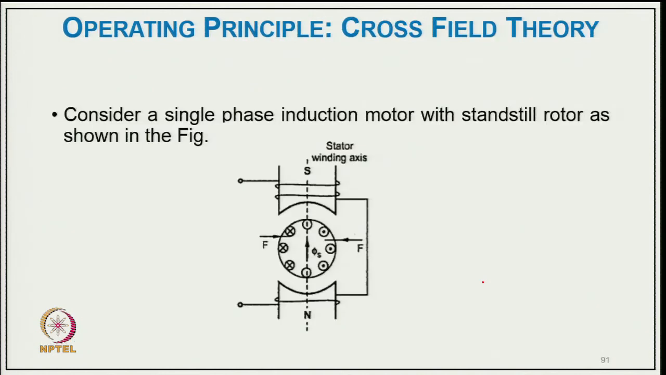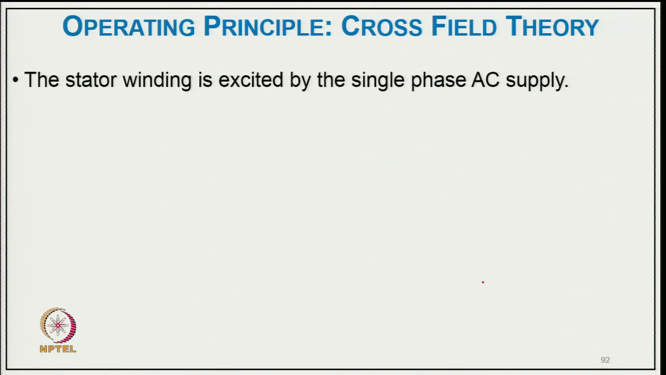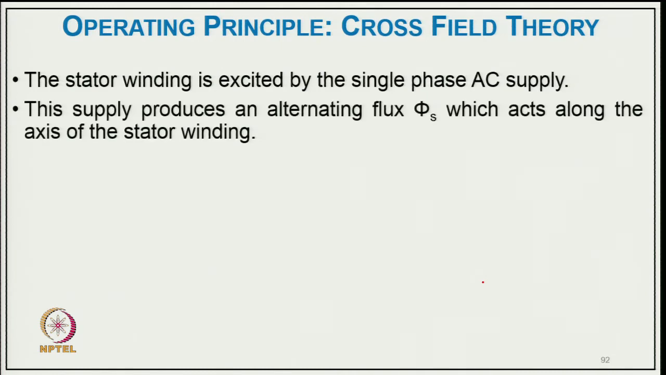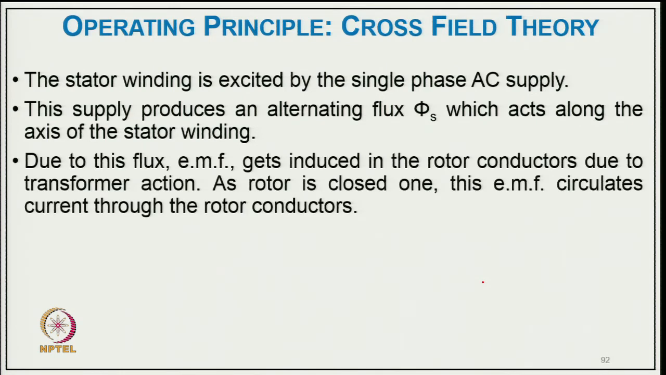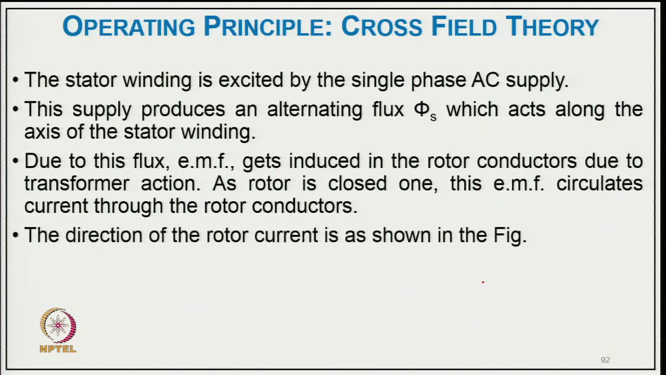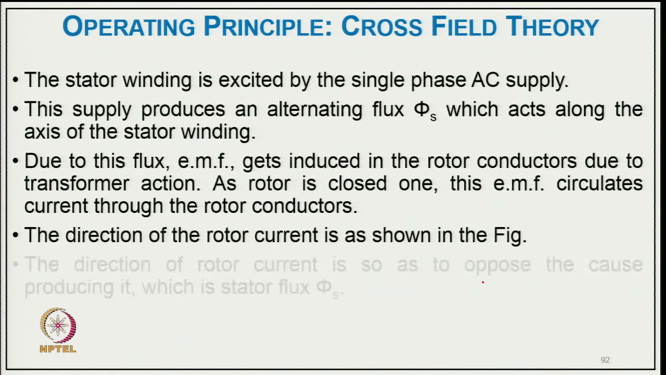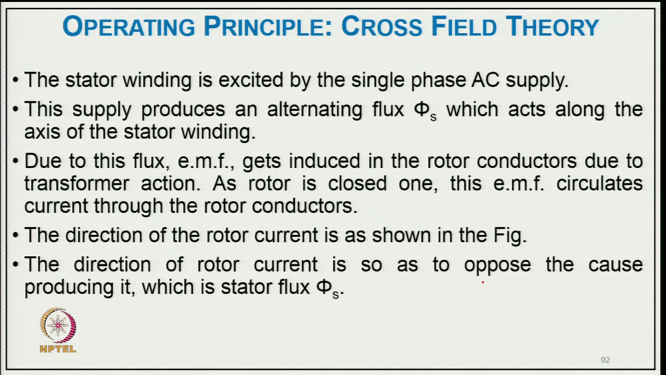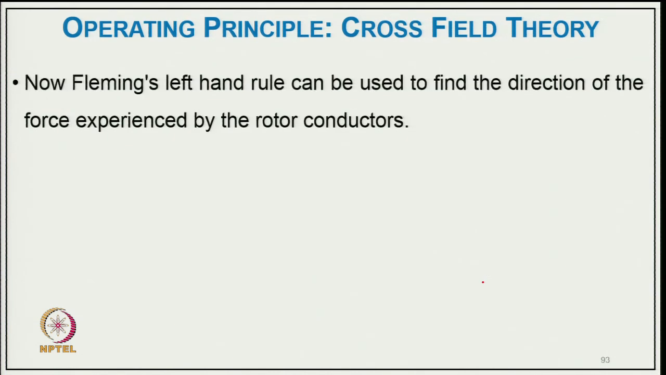So, consider the single phase induction motor at standstill shown here. The stator winding is excited by a single phase supply, and this supply produces an alternating flux which acts along the axis of the stator winding. Due to this flux, EMF gets induced in the rotor conductors due to transformer action. As the rotor is closed, this EMF circulates current through the rotor conductors, and the direction of the rotor current is shown in the figure. The direction of rotor current is such as to oppose the cause producing it, which is the stator flux.